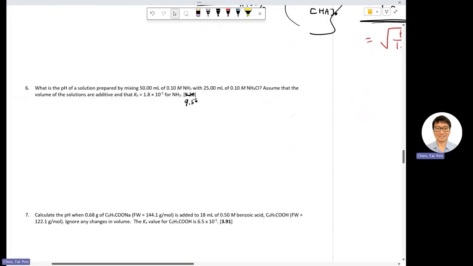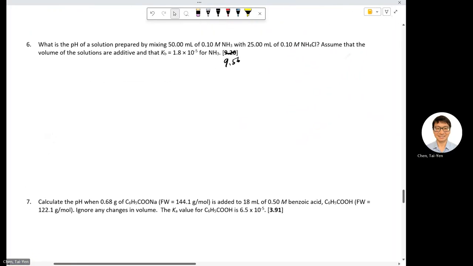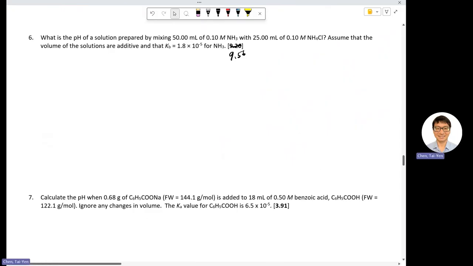All right, question number 6. What is the pH of a solution prepared by mixing 50 ml of 0.1 M NH3 and 25 ml of 0.1 M NH4Cl, assuming that the volumes of the solutions are additive and the Kb of ammonia is a certain number. Again, you see the keyword pH shows up, right? So currently you want to calculate the pH of this solution.